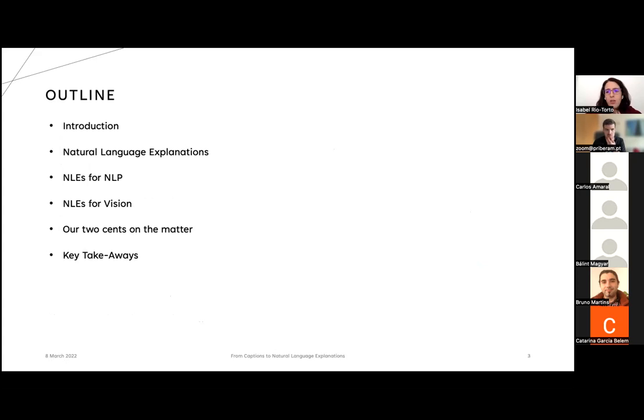So just to give you a brief outline, I'm going to introduce the theme a little bit. We're going to talk about what natural language explanations are, and a brief enumeration of some applications of natural language explanations for NLP. And then the main focus for me is natural language explanations for vision. I'm not at all an expert in NLP. This is my first time working with text, and I'm always interested in this connection between image and text. Then I'm going to show you what I call our 2 cents on the matter, the work we've been developing in this area. And then I'll conclude and maybe start a discussion with the audience, which, by the way, I thank for being here, of course.